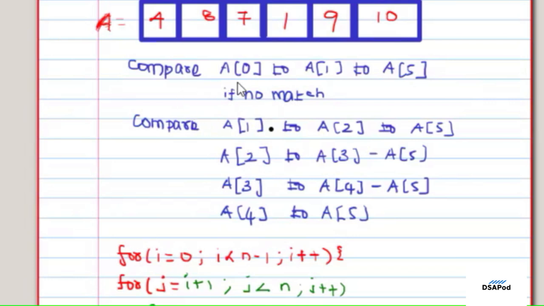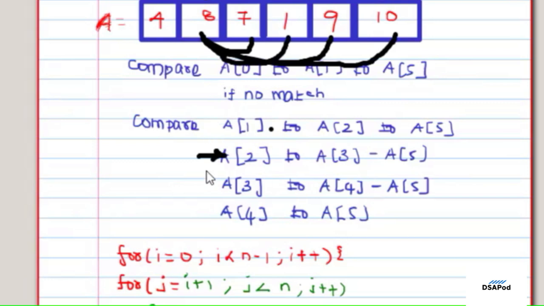Like first, we are comparing a of 0 to a of 1 until a of 5. If there is no match, we have to select the second element, that is 8. 8 will be compared with the remaining elements. 8 will be compared with the 7, and if there is no match, it has to be compared with 1. It has to be compared with the 9 and with the 10. If there is still no match, then the process will be continued in such a way. We have to start from a of 2 till the remaining elements.